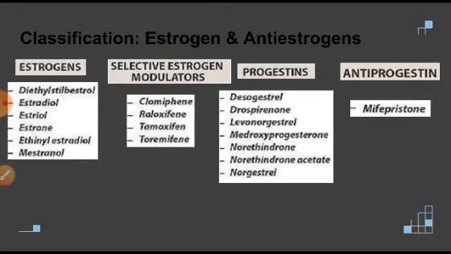Progestins, these are the drugs called progestins. These are the forms of progestins. Then antiprogestins, like mifepristone and others. These are the drugs used in estrogen physiology.